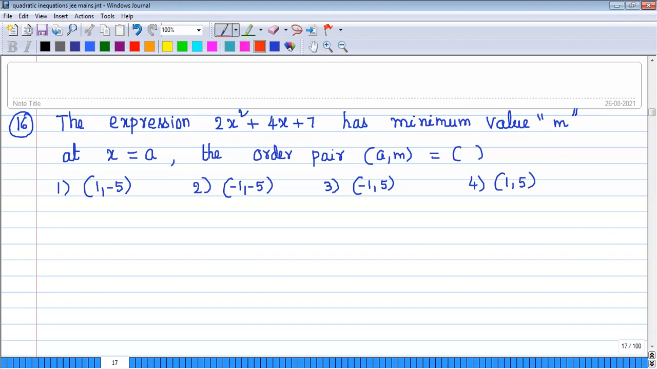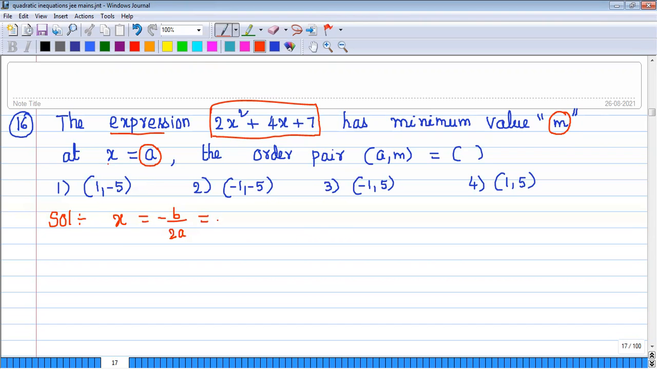See, the expression 2x square plus 4x plus 7 has obviously a minimum value. The minimum value is m here, at x is equal to a. So we need to find out the x value and the minimum value. We have the formula: x value is equal to minus b upon 2a. Here minus 4 upon 4, so that will be minus 1 as the x value.